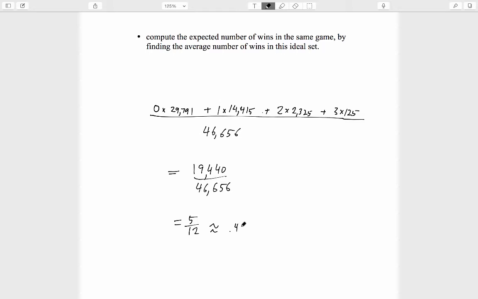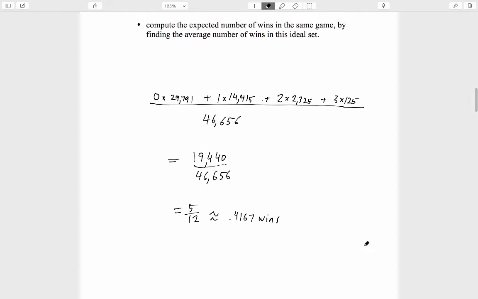This is approximately 0.4167 wins. This is the expected number of wins computed by the ideal data set method. It's exactly the same answer we got using the weighted average approach. Either way, this was a fair amount of work. And that was the point. If you thought that this was a pain in the neck, excellent, that was correct.